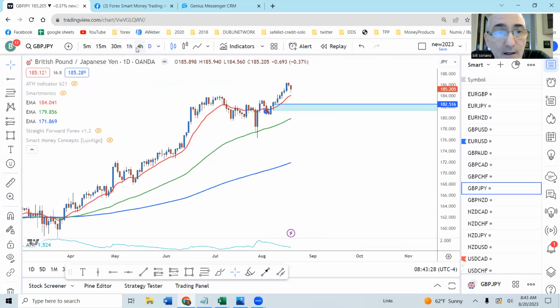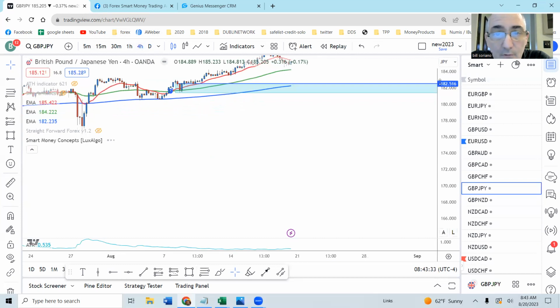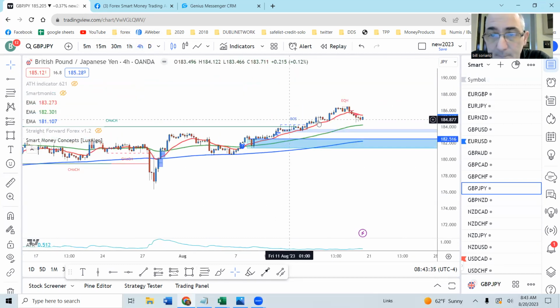GBPJPY has been very bullish here. And we still have our order block set up here.